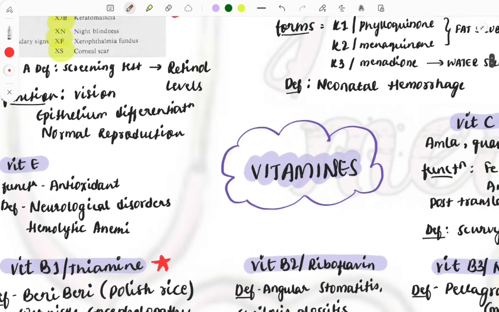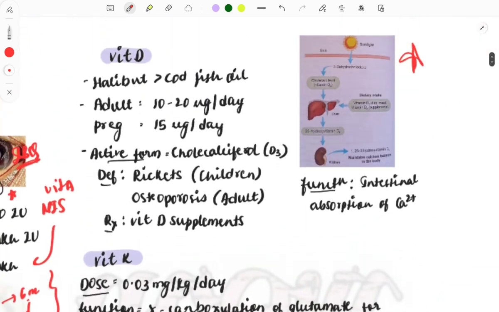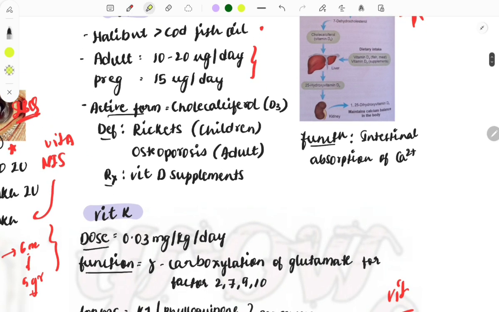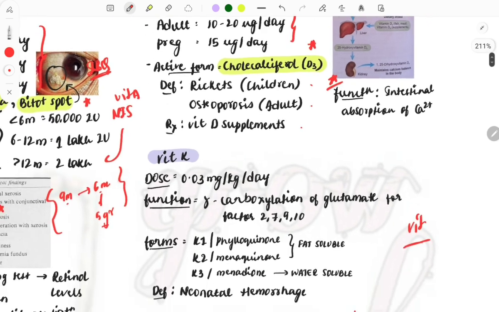Then vitamin D. These are the sources of D. Then these are the daily requirements of D. The active form, this is a PYQ asked from physiology. In integration with physiology they had asked this, and deficiency, rickets, and osteoporosis, vitamin D supplementation, and the function were also asked in the exam. So this was also a PYQ.